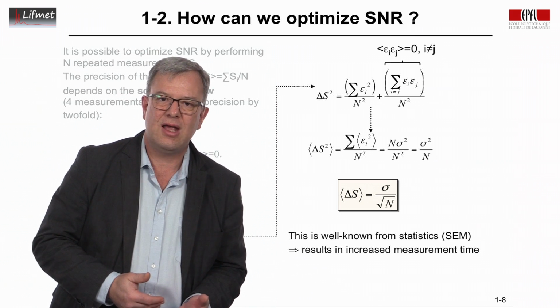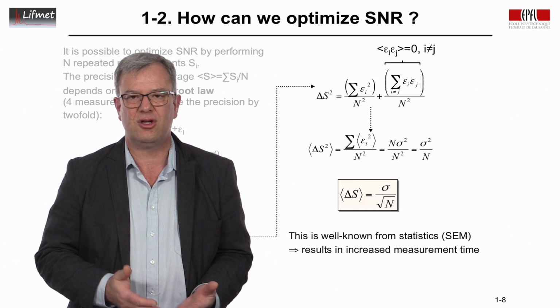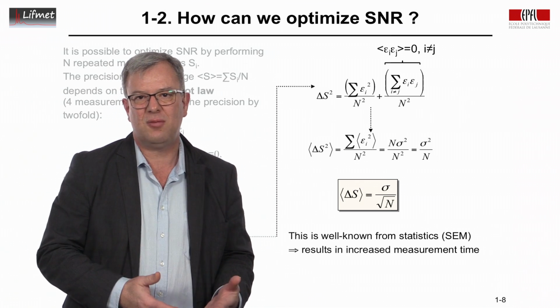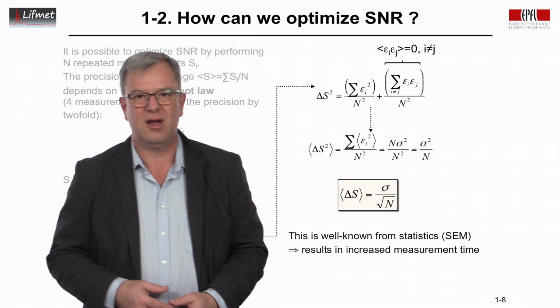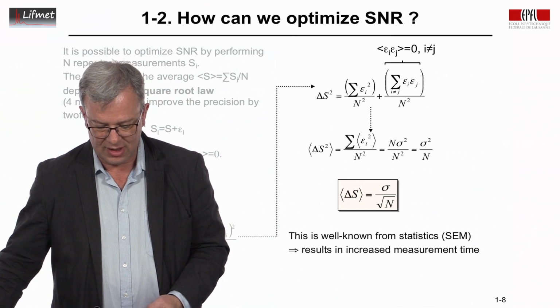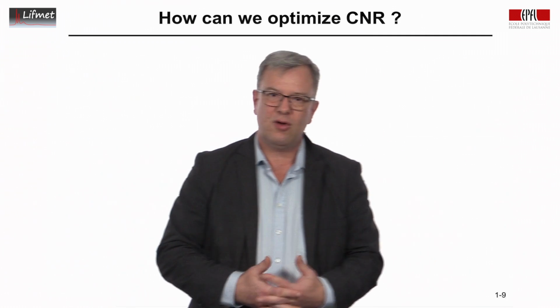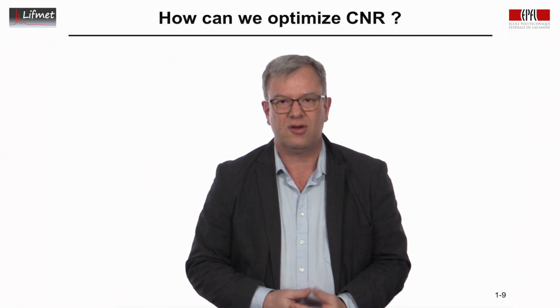So we go from a 2 millimeter resolution image to a 1 millimeter resolution image. 3-dimensional means we go from a 1 minute measurement, for example, to a 64-minute measurement, or 1 hour. Can you imagine that this is very uncomfortable? So now, the second question was, how can we optimize the contrast to noise ratio?